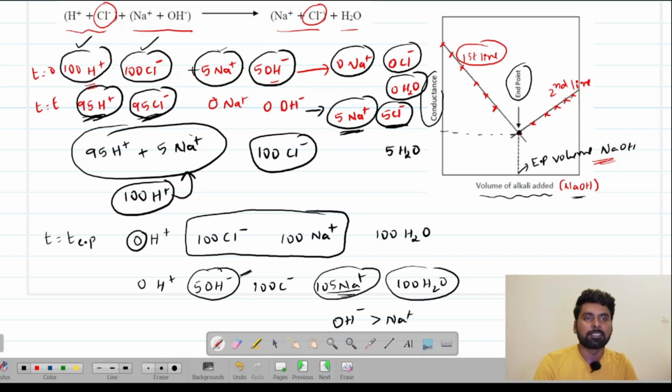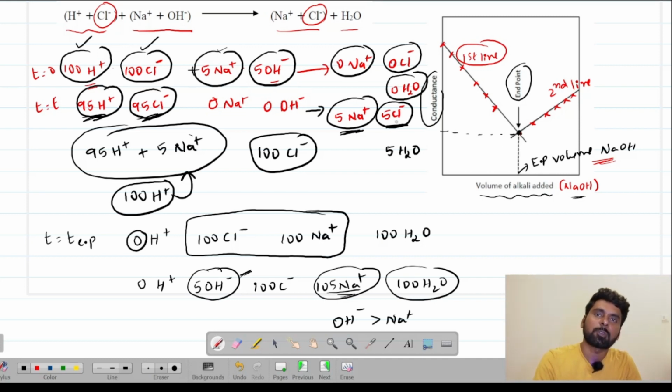And why is the second line showing an increase in the conductance? Simply, the number of OH minus ions increases after the endpoint. Why can you see some conductance at the endpoint? Why isn't the conductance at the endpoint 0? The reason is that at the endpoint the solution contains salt. That salt is NaCl. Definitely NaCl contains sodium and chloride ions. That is the reason for the conductance value at the endpoint.